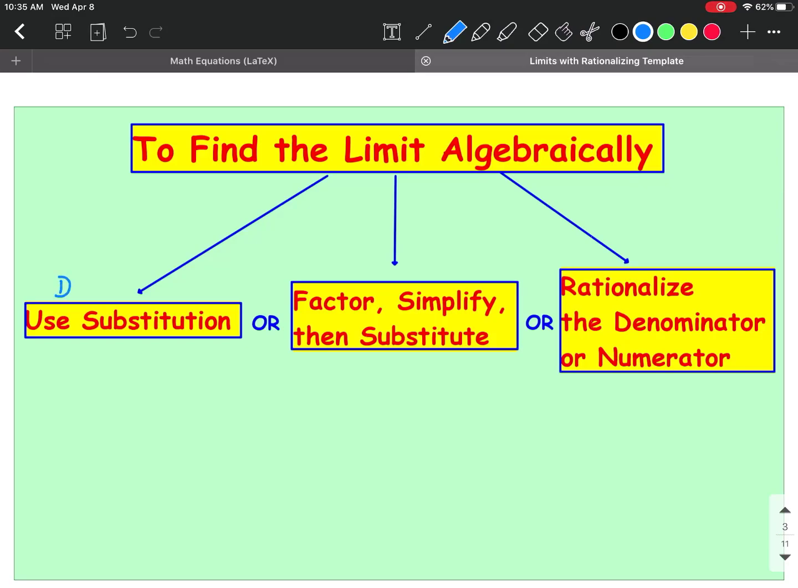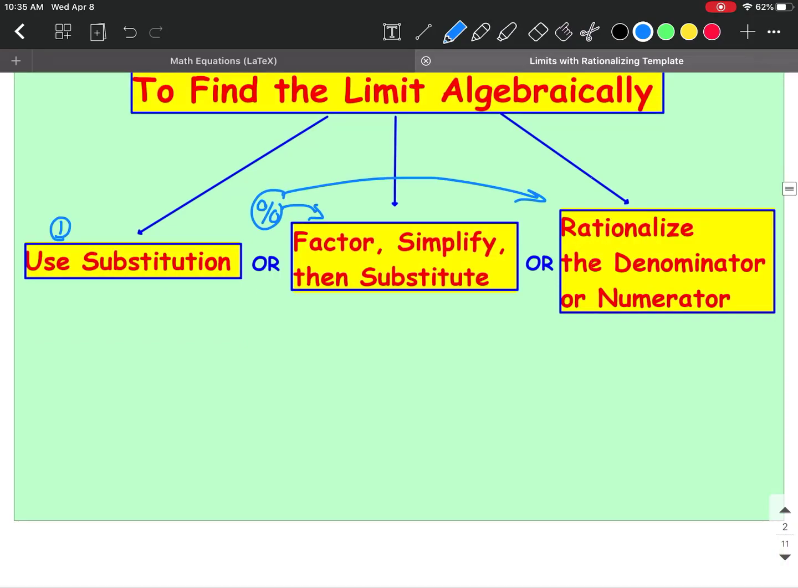This is the first thing you try. If you get 0 over 0, you're going to try to factor, simplify, and then substitute. If that doesn't work, you can rationalize the denominator or the numerator. Then, of course, you're still going to have to simplify, then substitute.